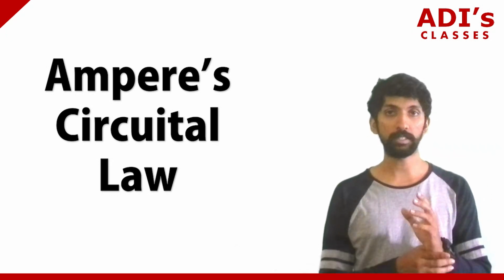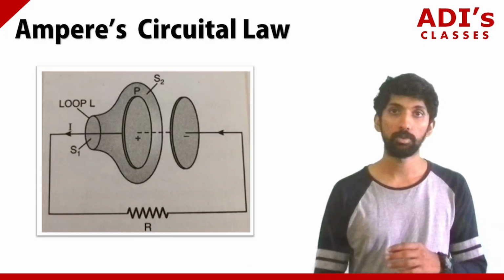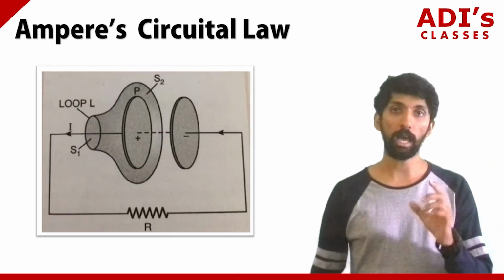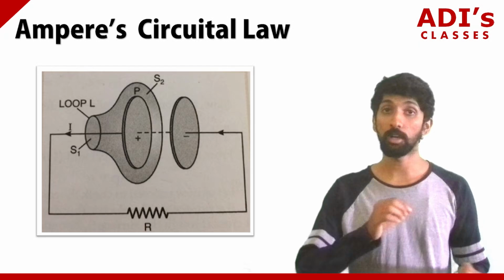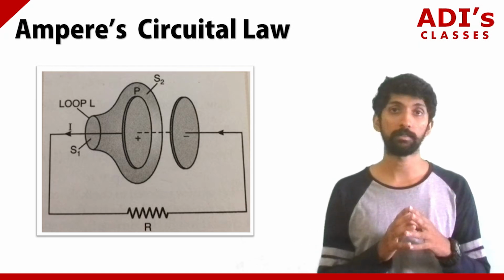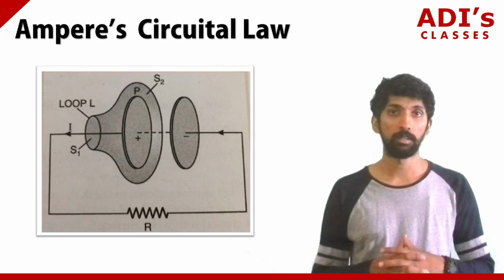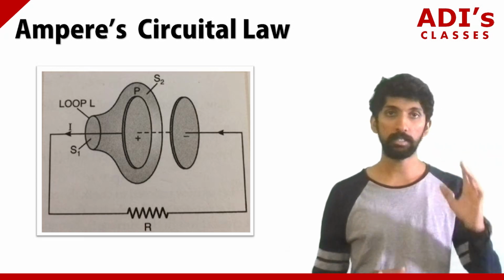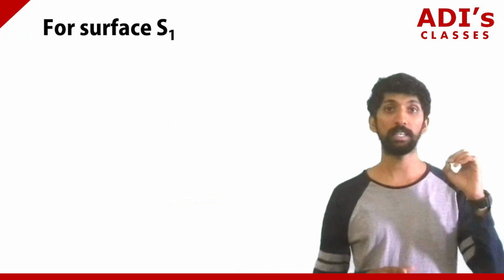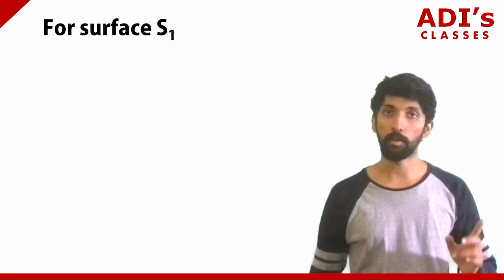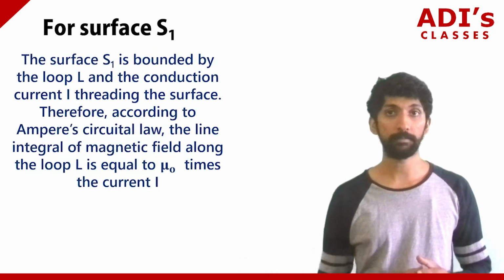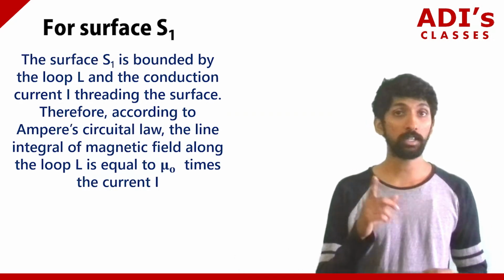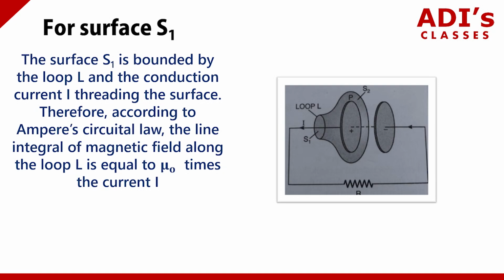Now, for two surfaces, let's say S1 and S2, if we apply Ampere's circuital law, it's not going to give us the proper magnetic field. How? We'll see. Consider these two surfaces. Let's say surface S1 is bounded by loop L. Here, the conduction current I is going through that particular surface.